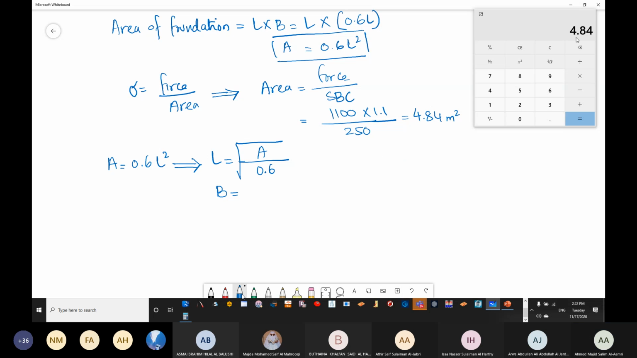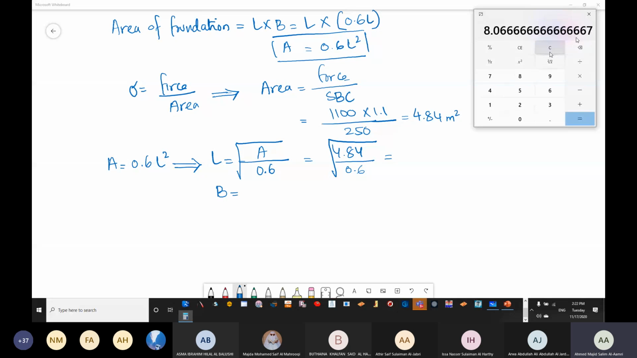Okay. Now how much is my area? My area is 4.84, divided by 0.6, under the root. How much is this going to be? So 4.84 divided by 0.6, under the root. We have it as around 2.84. Okay, so 2.84 meters.